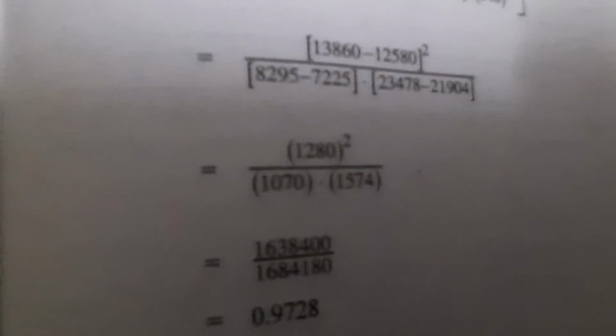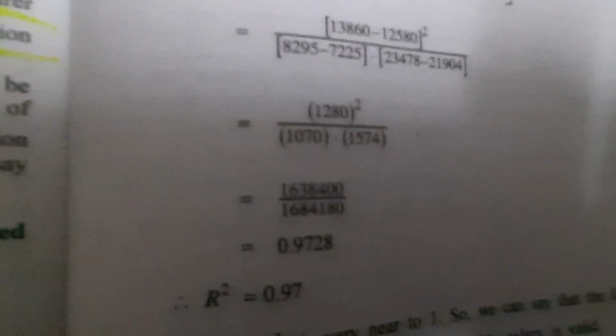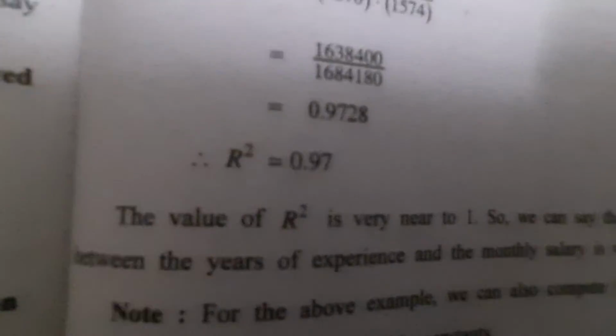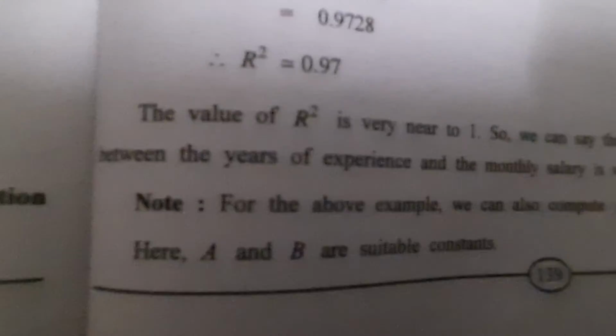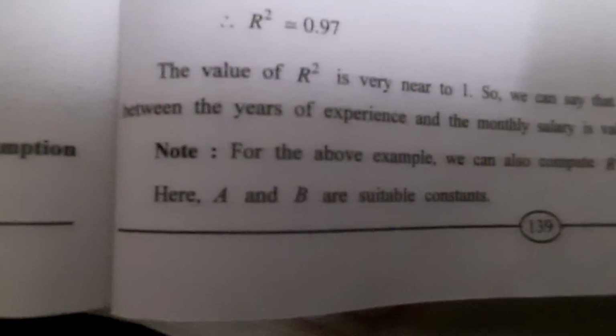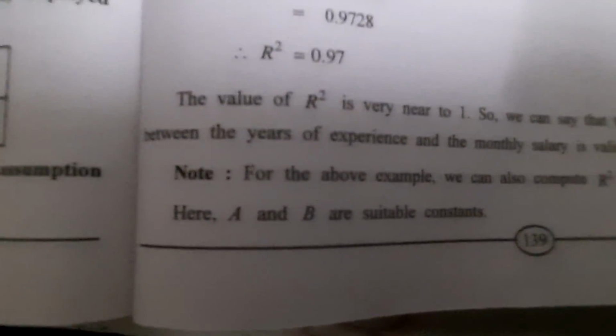So this type of sums we can work out, and we can come to the conclusion here. For example, if r squared is 0.97, there is a high degree of linearity. So the linearity assumption between the years of experience and monthly salary is valid. That's what we can say. Like this we can work out sums on this.